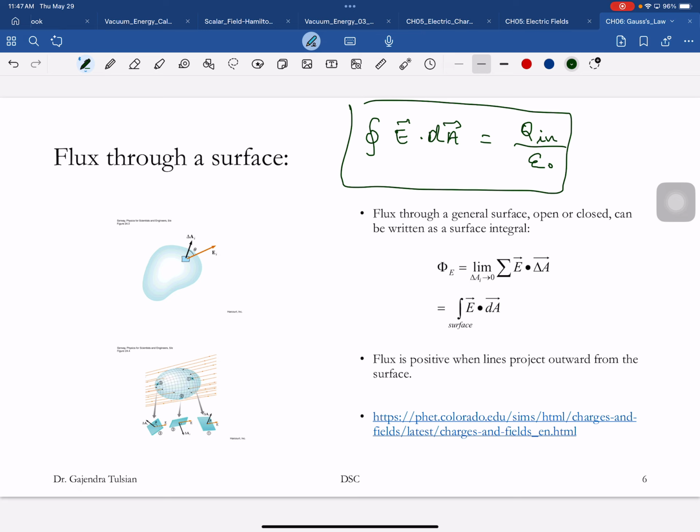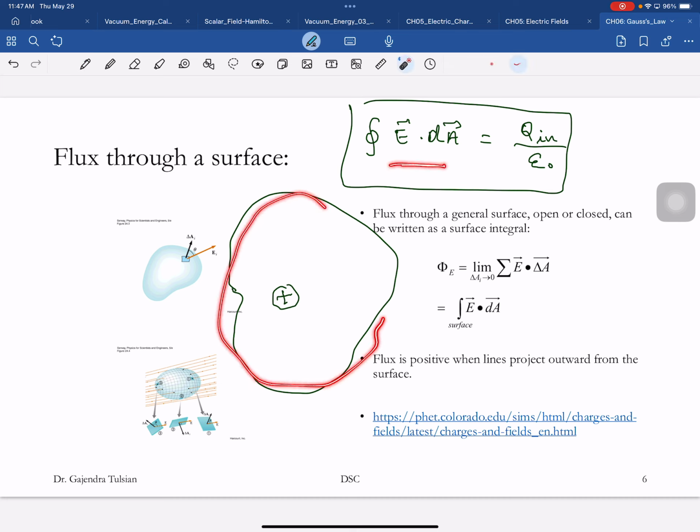So here's the thing. I'll put a charge here. Here's a fairly neat thing about this law. I'll draw this surface and do the surface integral for this surface. I'll get a number, and that number is equal to the charge inside divided by epsilon.